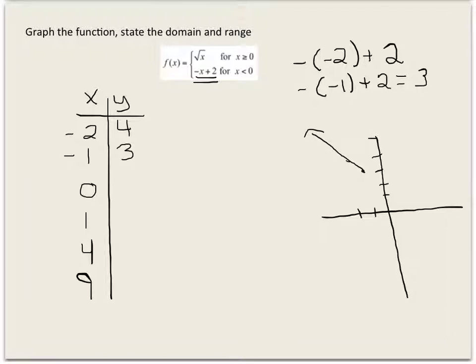When we get to 0, though, we have to switch functions. It now plugs into the square root of 0, which is 0. Square root of 1, which is 1. Square root of 4, which is 2. And so we could keep that one going too. So we get something like that.